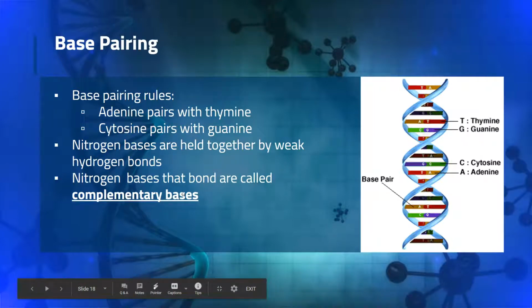The nitrogen bases are held together by hydrogen bonds. Those hydrogen bonds are not very strong, which is a good thing because when we learn about how DNA replicates itself, we'll see that it breaks those hydrogen bonds in order to replicate. So the hydrogen bonds are not very strong, but they do hold those nitrogen base pairs together. Nitrogen bases that bond together are called complementary bases. For example, adenine and thymine are complementary bases. Cytosine and guanine are complementary bases.